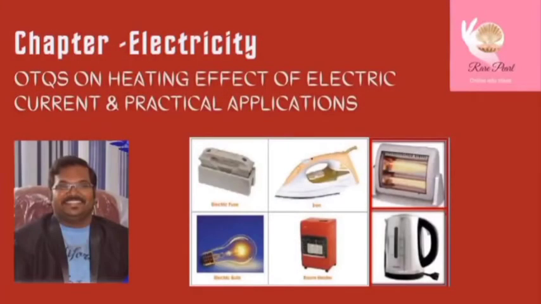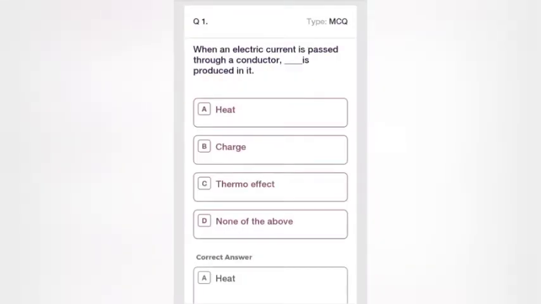In this video, I'll be discussing various objective type questions on heating effect of electric current and practical applications. Let's begin with the first question. When an electrical current is passed through a conductor, dash is produced in it.